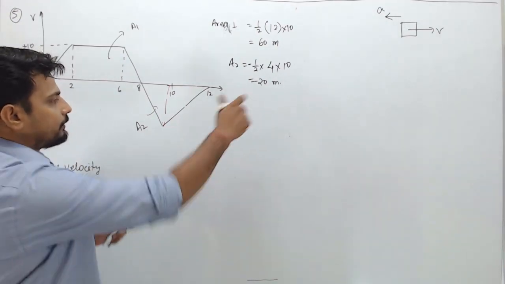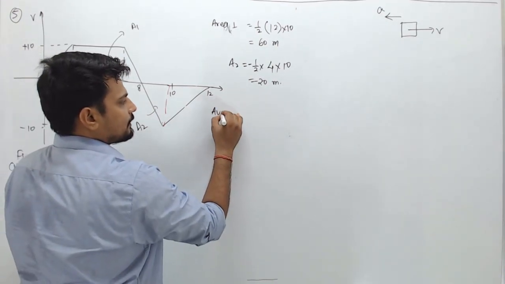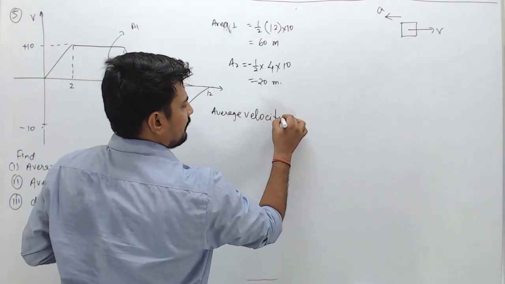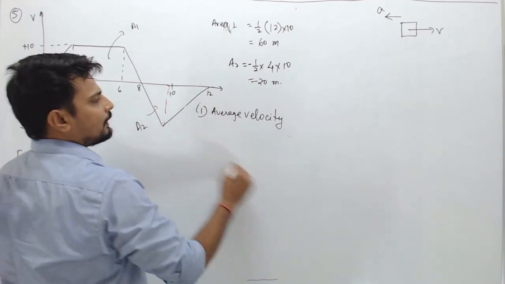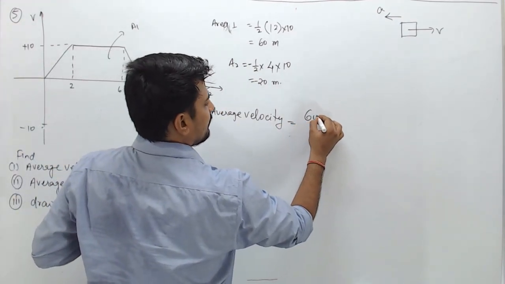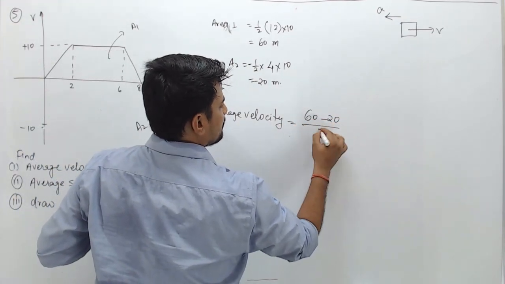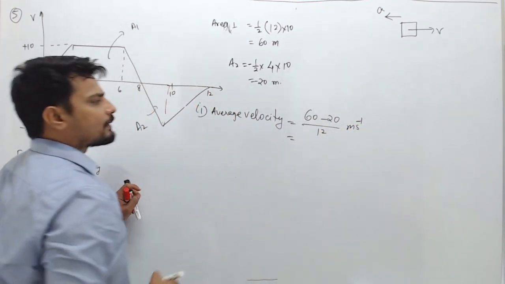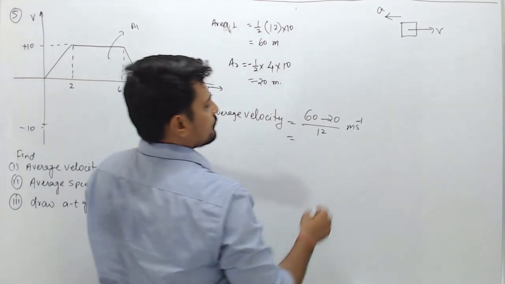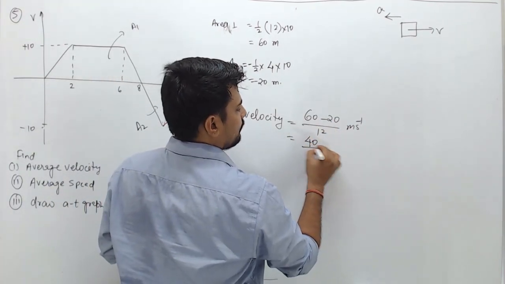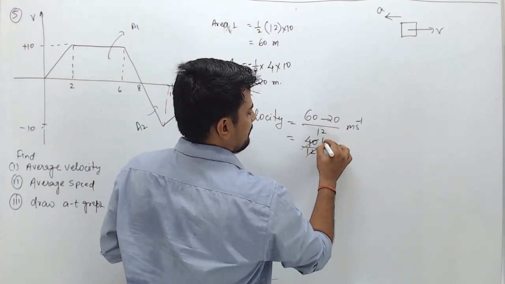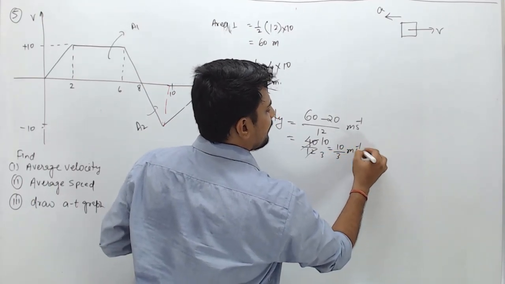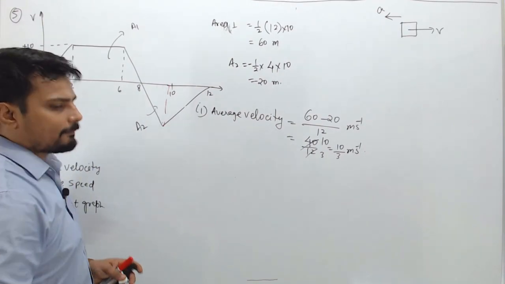Okay, I have a black marker here also. So the average velocity, the answer to the first question: net displacement is 60 minus 20, time is 12. That is in meters per second, the average velocity. So we'll have 40 upon 12. So 4 times 10, 4 times 3. So 10 upon 3 meters per second is the average velocity. We are sorted. We are done.